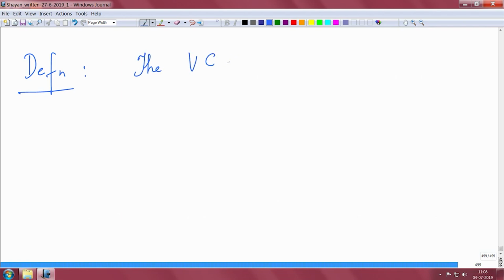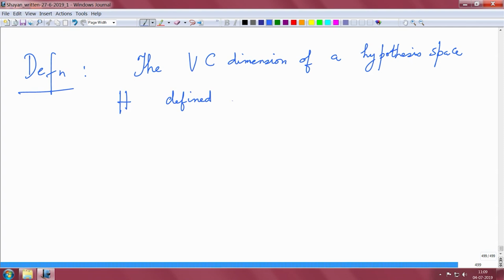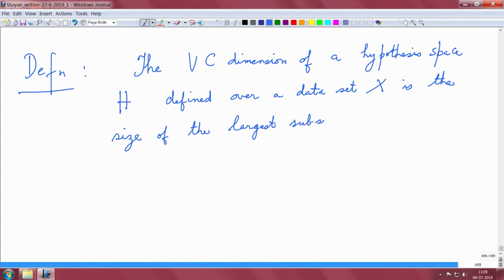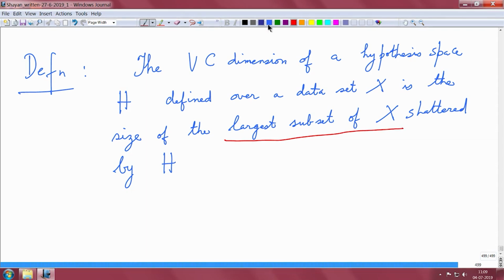The VC dimension of a hypothesis space H defined over a data set X is the size of the largest subset of X. This is very important, largest subset of X shattered by H. And it is often denoted by VC of H.